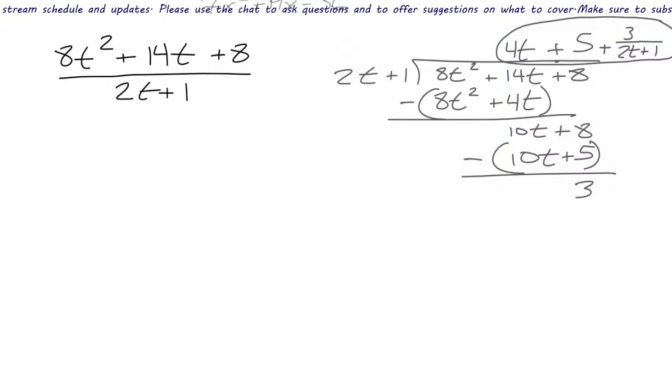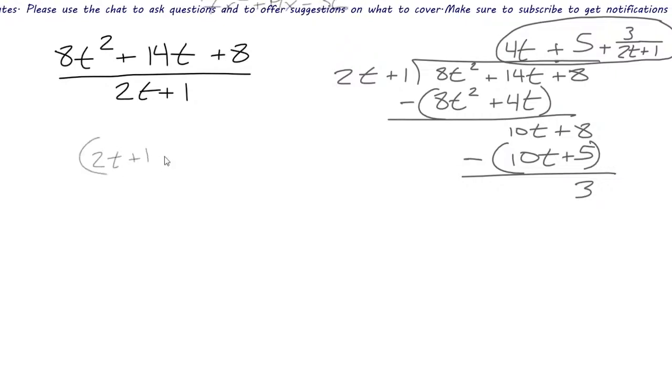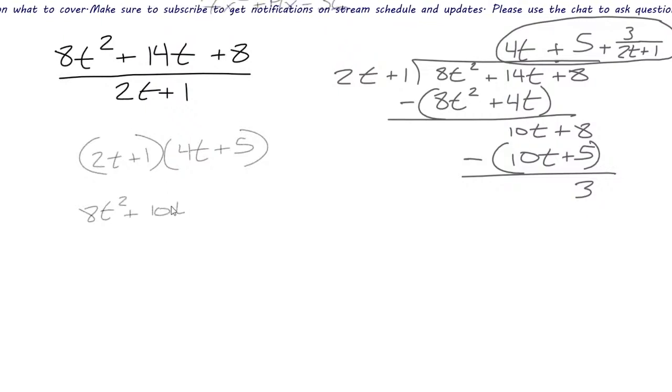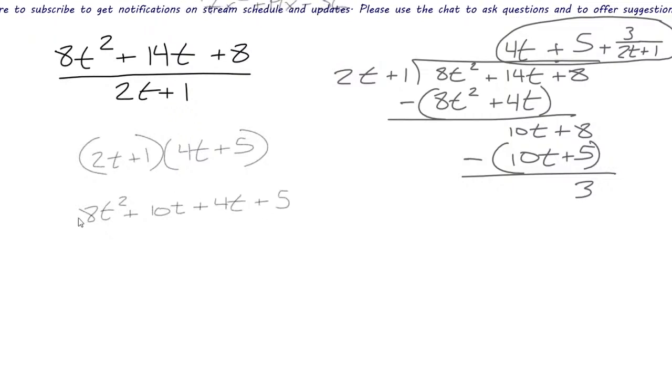Now when you're ready to check for this one, you take your divisor, so 2t plus 1, and you're going to multiply it by everything but the remainder, so 4t plus 5, because you'll add the remainder at the end. So 2t times 4t, 8t squared, so we're foiling. Outer 2t times 5 is 10t, inner 4t, and last 5. Simplify.